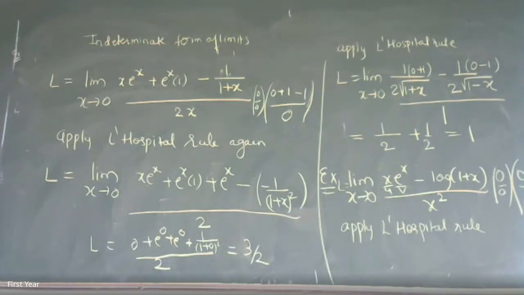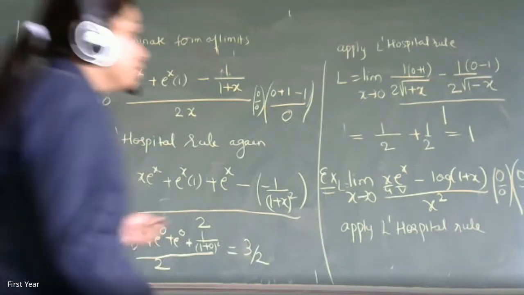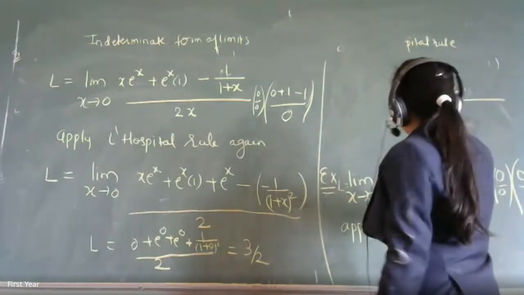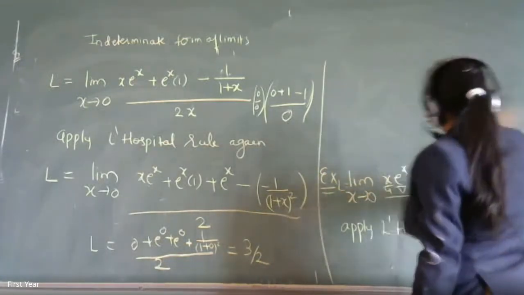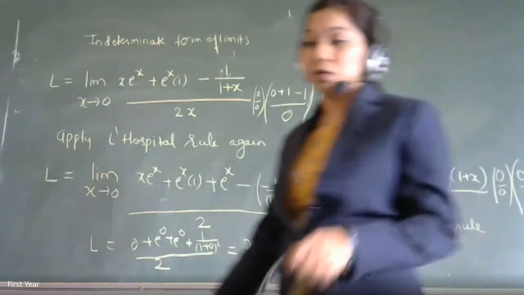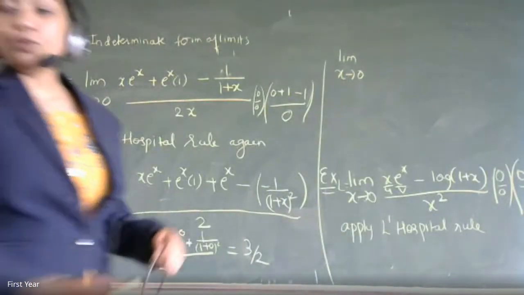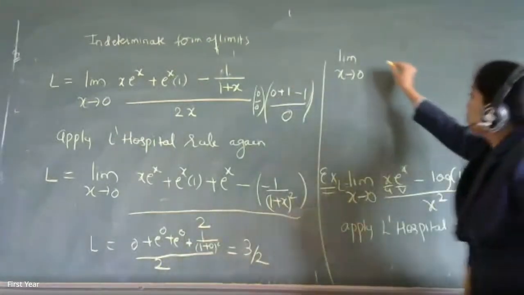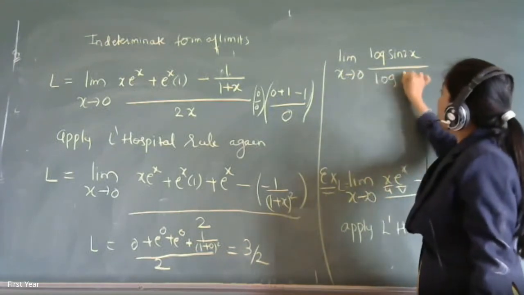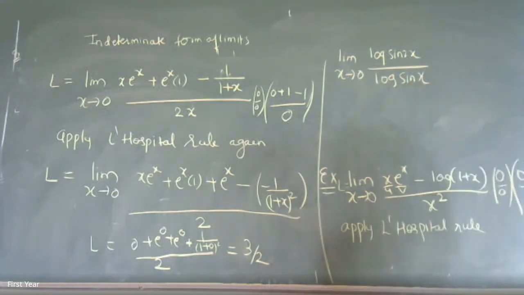Evaluate the limit as x tends to 0 of log of sin 2x divided by log of sin x. Am I going fast? Is it okay? Yeah, fine. Limit as x tends to 0, log of sin 2x divided by log of sin x.